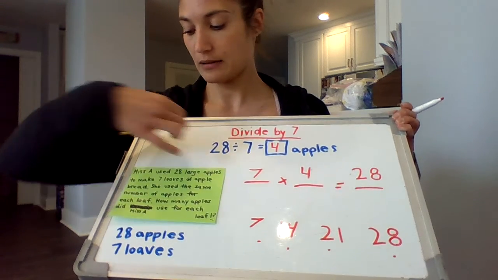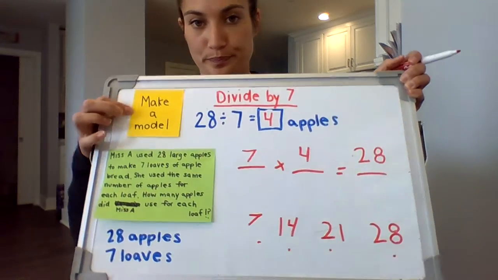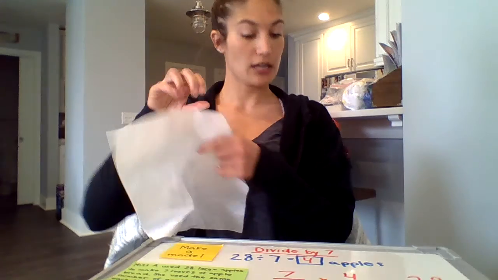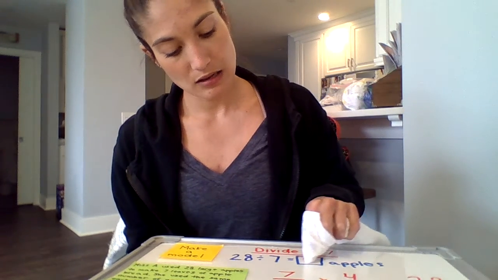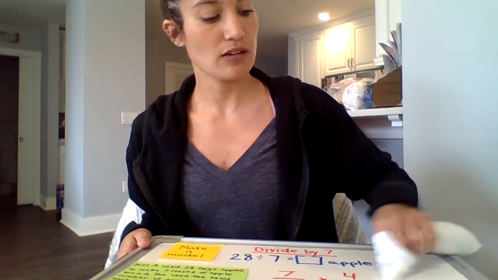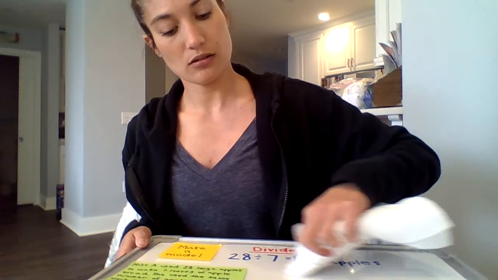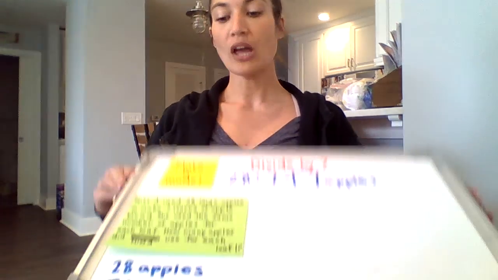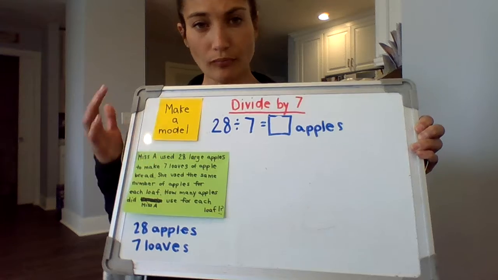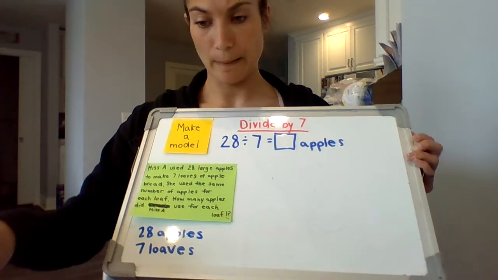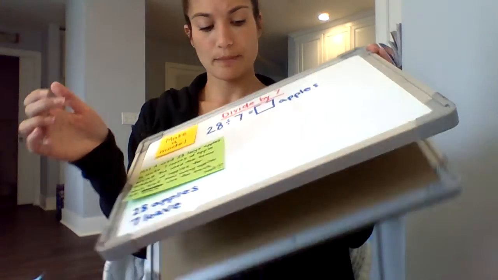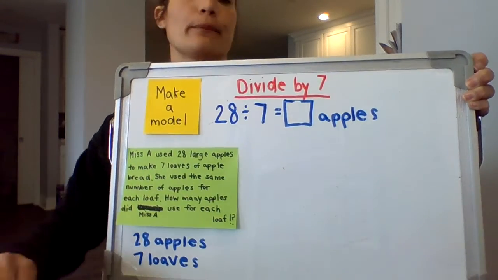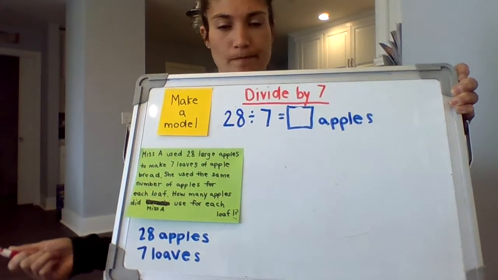And that is making a model. Okay? Same problem. Let's see if we get the same answer again if we use a different strategy, making a model. Okay. So when we make a model, we want to picture what the problem would look like. So I want to start by making equal groups. How many equal groups do I need to make? Shout it out. And tell me why.